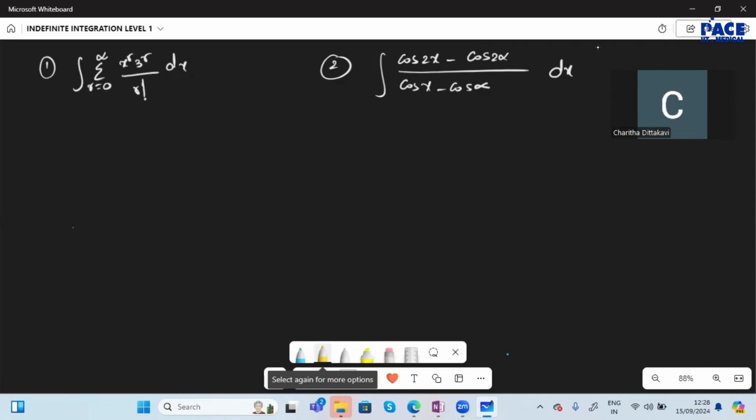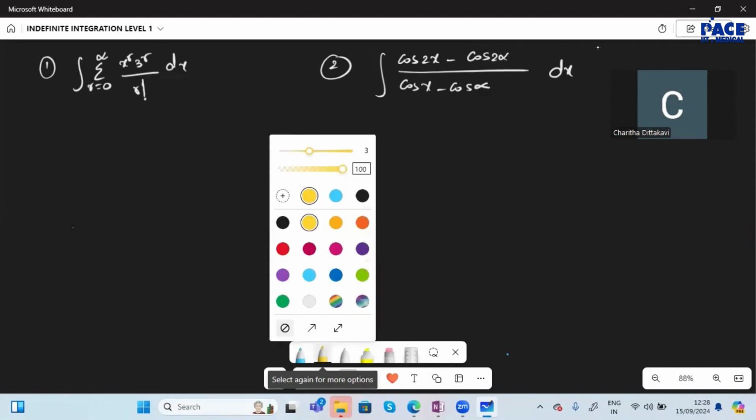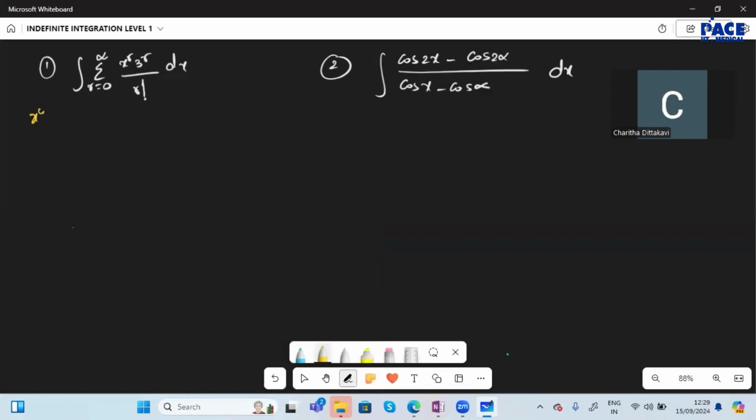That is summation r equal to 0 to infinity x to the power r 3 to the power r by r factorial dx. This is our question. So just expand the summation, substituting your r equal to 0, r equal to 1, r equal to 2, r equal to 3, and so on. So what do we get? So that is your x to the power 0, 3 to the power 0 by 0 factorial, x power 1, 3 power 1 by 1 factorial, x square 3 square by 2 factorial, plus x cube 3 cube by 3 factorial, plus so on. It continues, and the integral of this dx is our question.